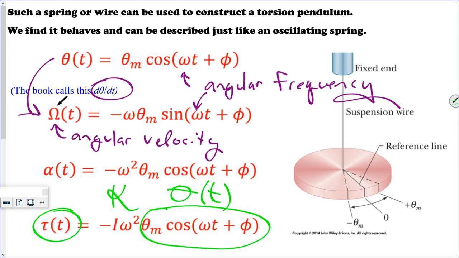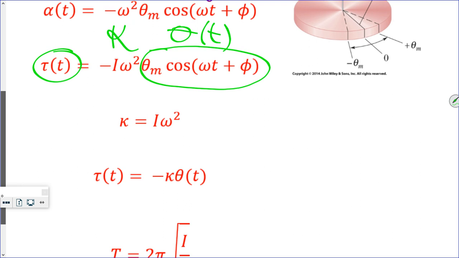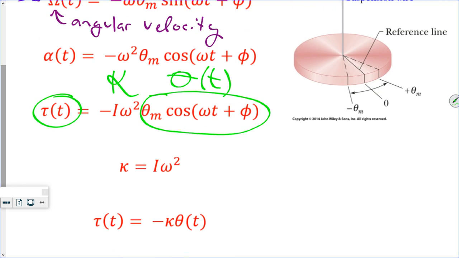We good? Okay. All right, so notice what I just did here is I said, oh, well, this is my constant, right? Just like yesterday we had m omega squared as our constant. Now our constant is I omega squared, right? Linear inertia becomes rotational inertia. Cool? All right, and then in the same way that we have F equals kx, now we have torque equals kappa theta.